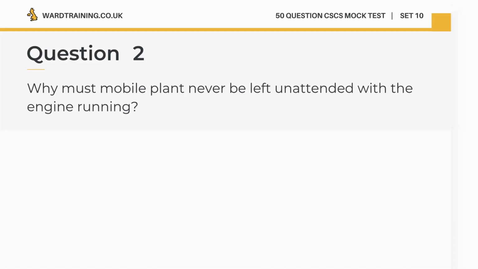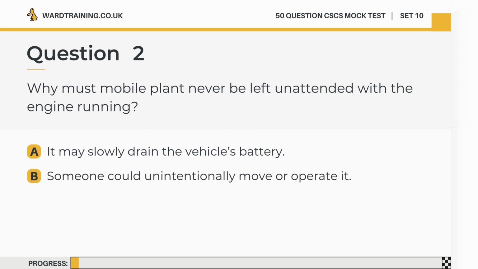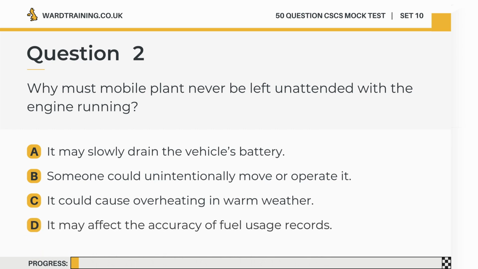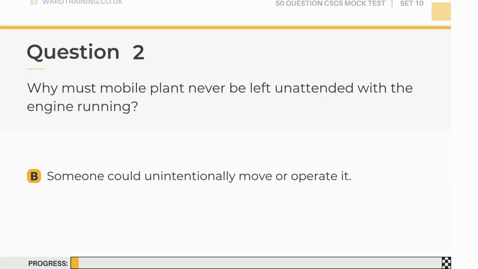Question 2. Why must mobile plant never be left unattended with the engine running? A. It may slowly drain the vehicle's battery. B. Someone could unintentionally move or operate it. C. It could cause overheating in warm weather. D. It may affect the accuracy of fuel usage records. The correct answer is B. Someone could unintentionally move or operate it.